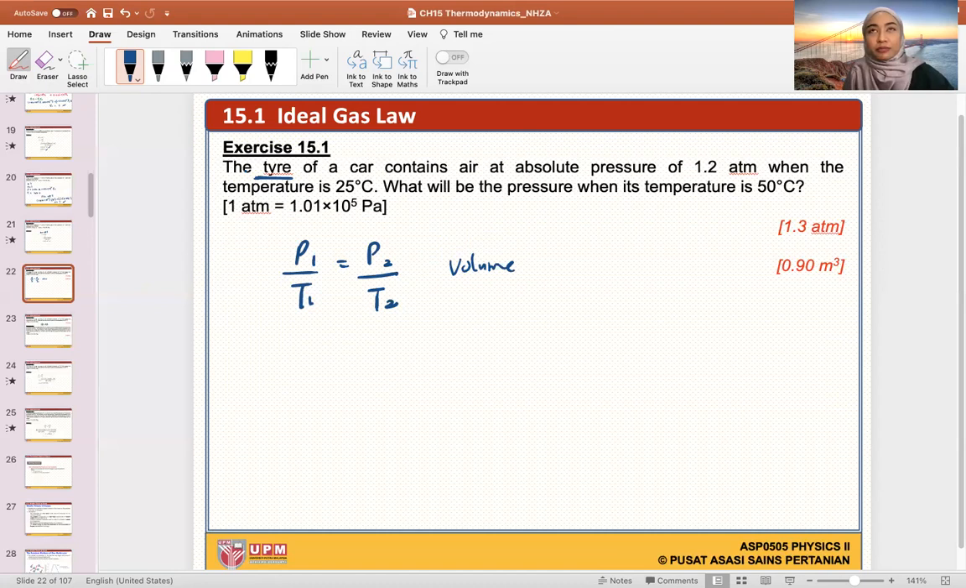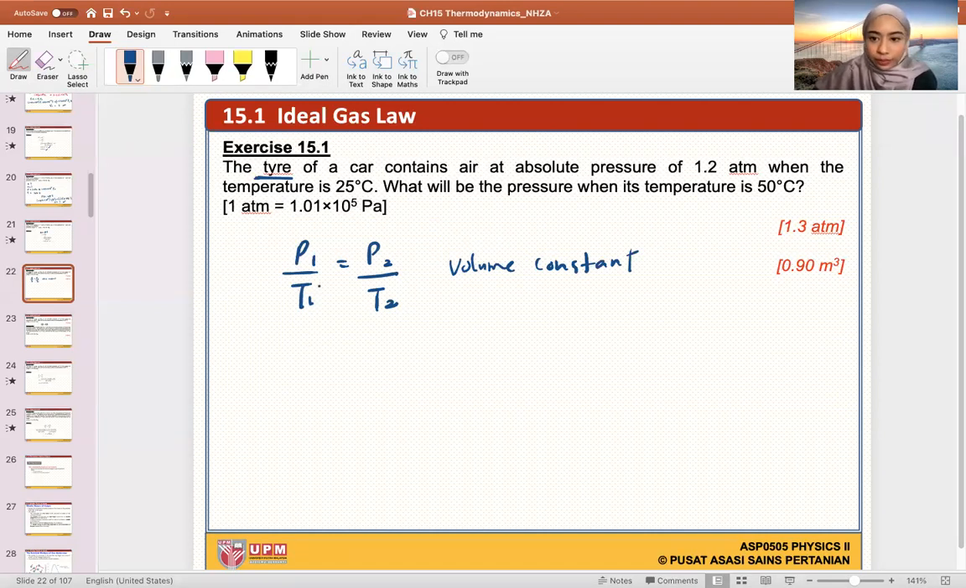What I'm trying to say here is that the volume of a tire of a car does not change much. If it changes a lot, it means your car will go down or up and it changes with the pressure. So here we assume the volume is constant. But what Nurhan said was true as well. We just compare these two.